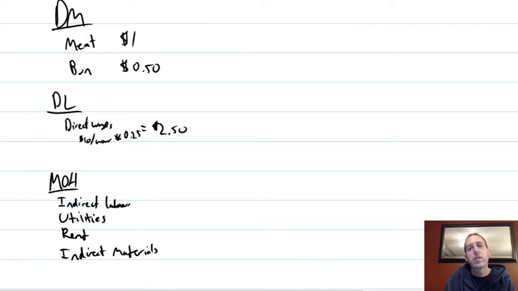Undoubtedly, though, indirect materials for a kitchen would be cleaning supplies, right? They're materials, you need them to run a kitchen, but they're not directly involved in the food. We hope not. The cost of your dishwasher, your amortization and depreciation of your dishwasher, your stove, your oven, all of these depreciation costs are indirect factory costs. Now, I hope you're seeing something here.